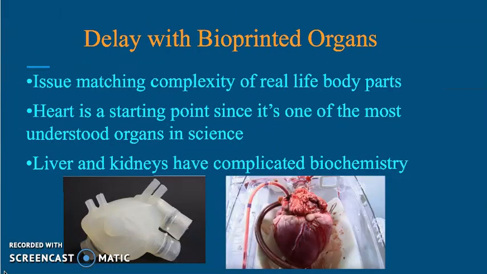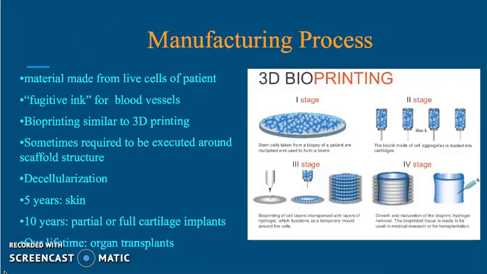One major issue within this project is matching the complexity of the real-life body parts with the artificial ones made from stem cells. The heart will most likely be a starting point for the vital organs. Although it is still a complex system, it is the most understood and therefore one of the easiest to begin with. Organs such as the kidney and liver are more complex due to their complicated biochemistry needed to function.